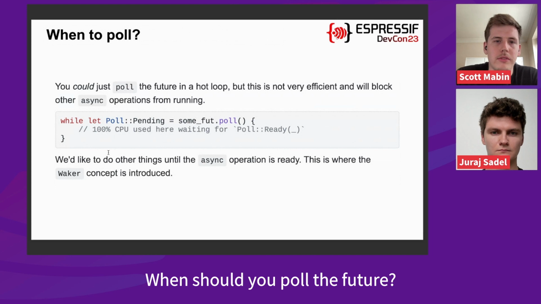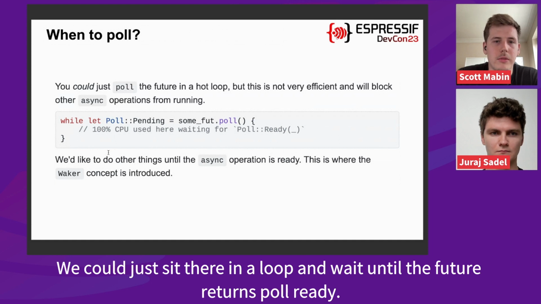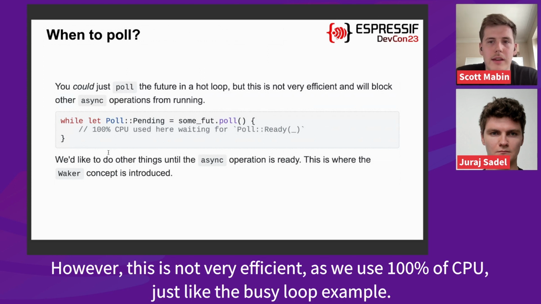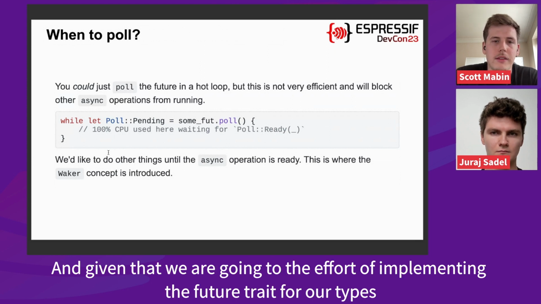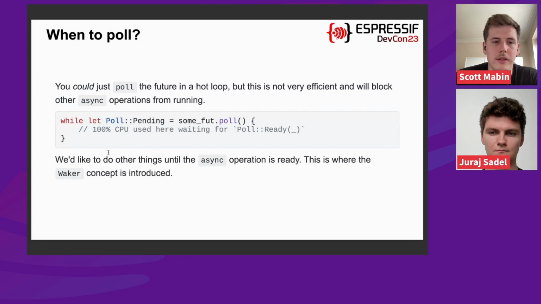When should you poll a future? You could just poll them continuously. Much like the busy loop example, we could just sit there in a loop and wait until a future returns poll ready. However, this is not very efficient, as we use 100% of CPU, just like the busy loop example. And given that we are going to the effort of implementing the future trait for our types or using async functions, we'd like to do other things whilst also waiting for one thing to complete.